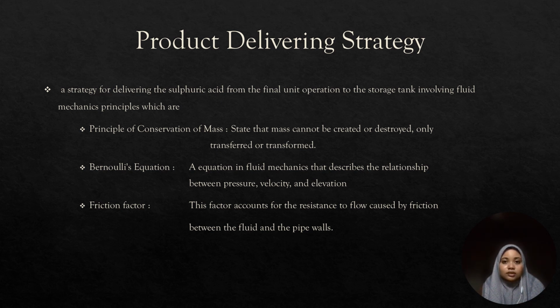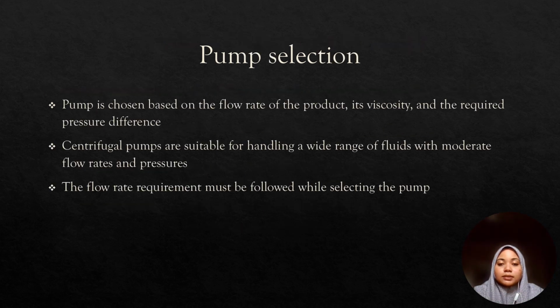Since the pump is necessary to transfer the product to the storage tank, friction factor is one of the most important factors in determining the pressure drop and pump power. Next, for the pump selection, the pump is chosen based on the flow rate of the product, its viscosity, and the required pressure difference between the source and the storage tank. For this case, we use centrifugal pumps, which are suitable for handling a wide range of fluids with moderate flow rates and pressure. The pump head must overcome the piping system pressure drop as well as the elevation difference between the final unit operation and the storage tank.